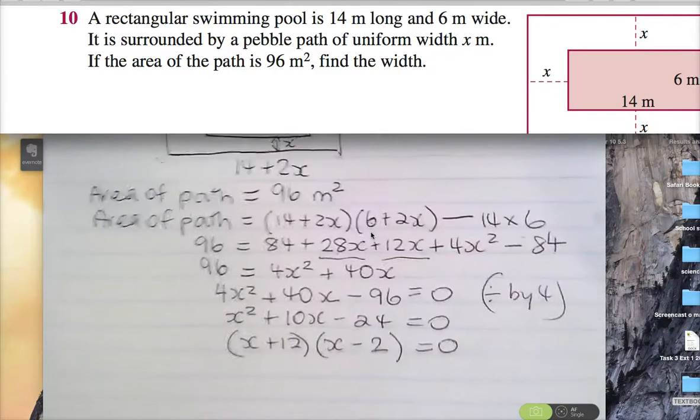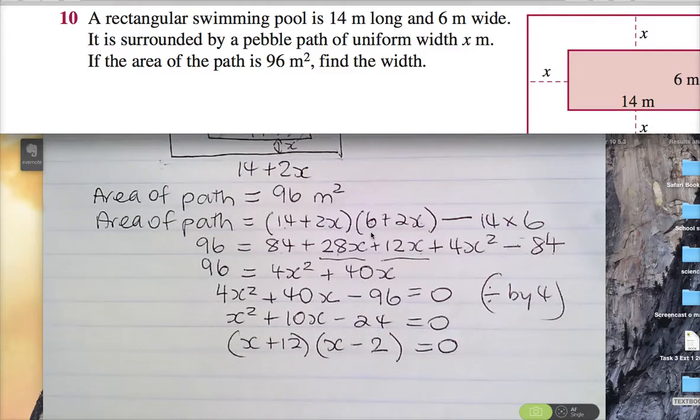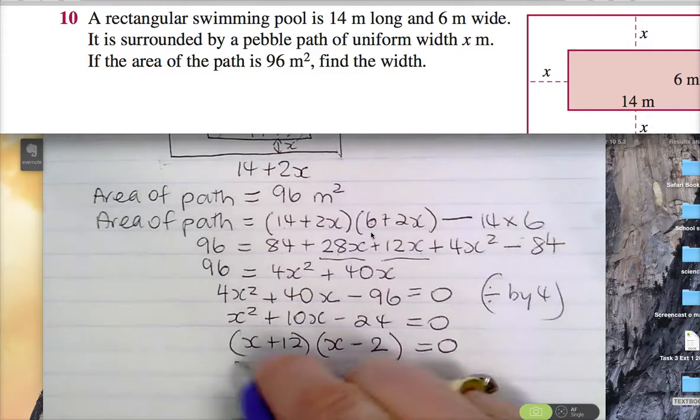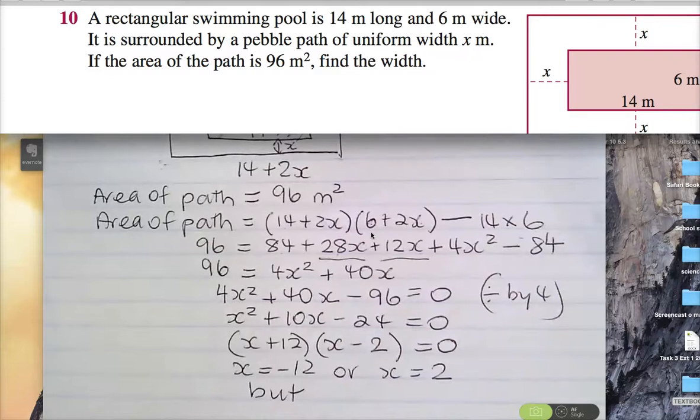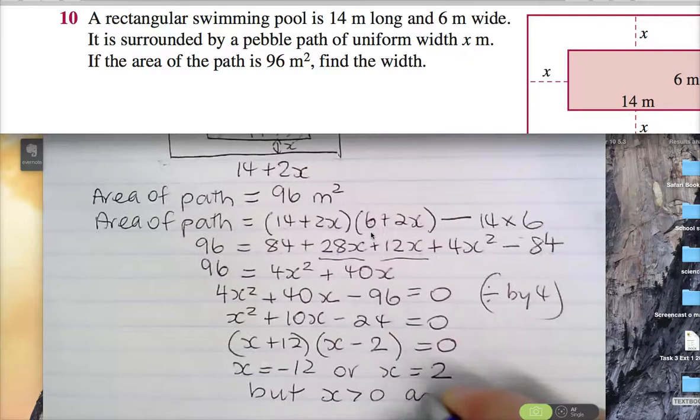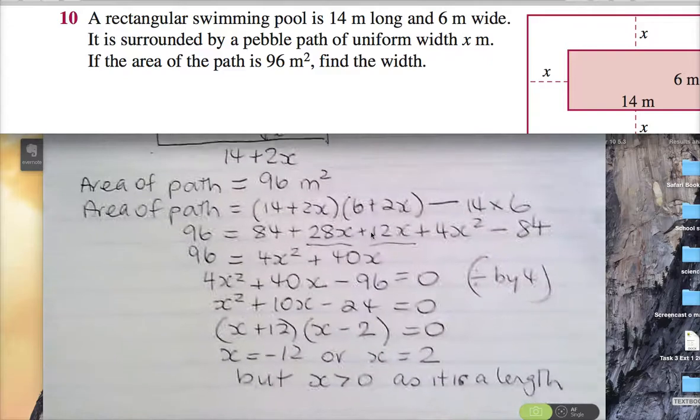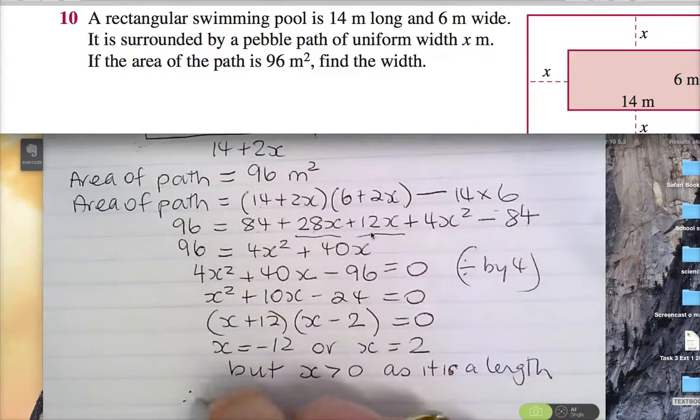So we're going okay with this, girls? So therefore, girls, just remember, x cannot be negative. Oh, yeah, sorry, so girls, you write x plus 12 is 0 or x minus 2 is 0. You just look at it and you say x has got to be 2 or negative 12. But x is greater than 0 as it is a length. And so we get what? Therefore, x is 2.